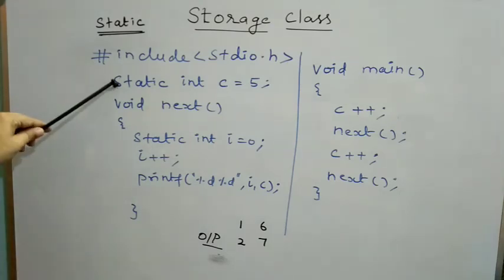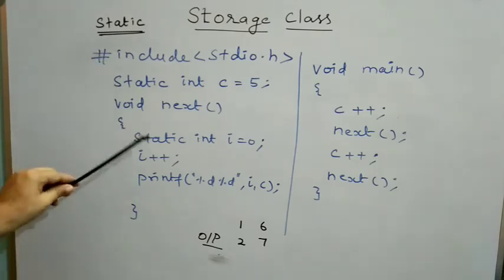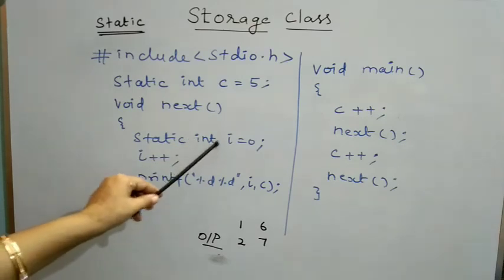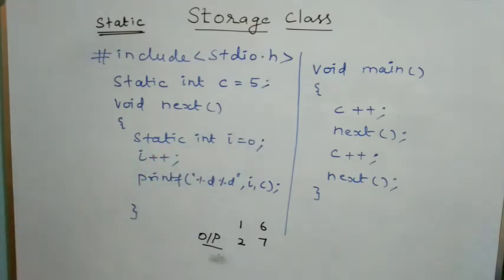What is the lifetime of the static variable? The lifetime of the static variable is throughout the execution of the program. And between function calls, the values of the static variables are retained.